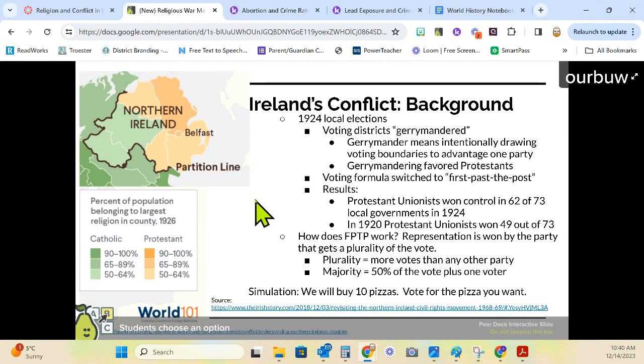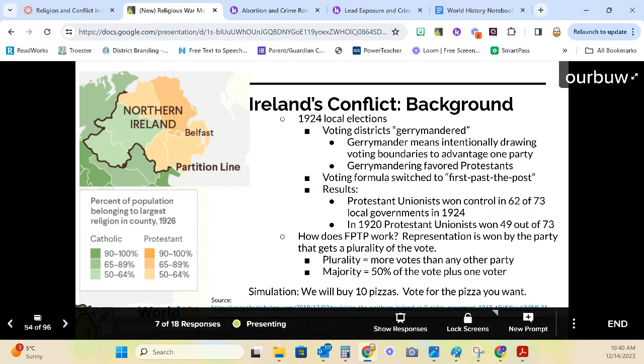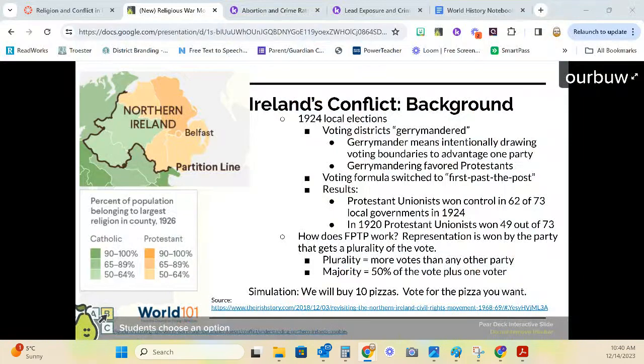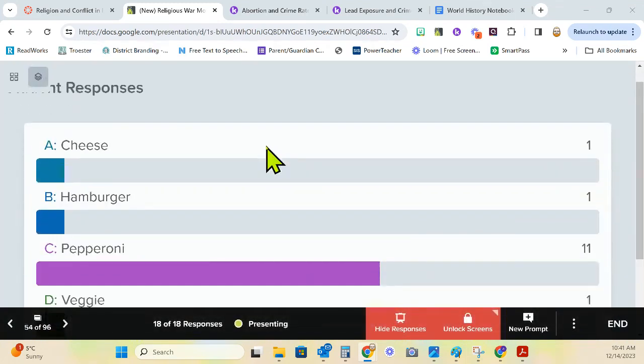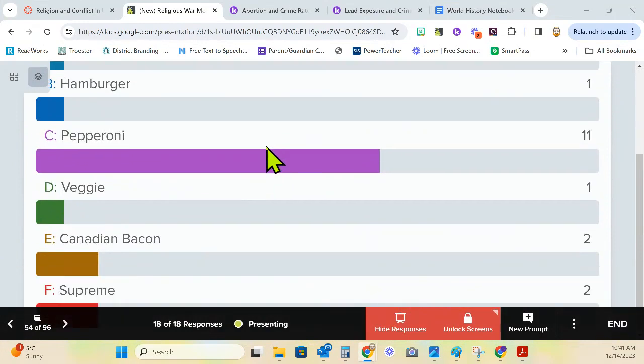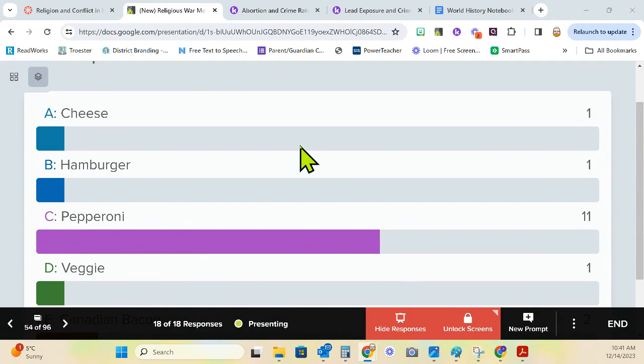Right, so tell me again which kind of pizza you wanted in the Pear Deck. It'll take 15 more seconds for you guys to finish your voting. Got almost all of you in there. Some of you have had changes of heart, which makes this work less cleanly as an example, but that's okay. Democracy's messy and people change their minds.